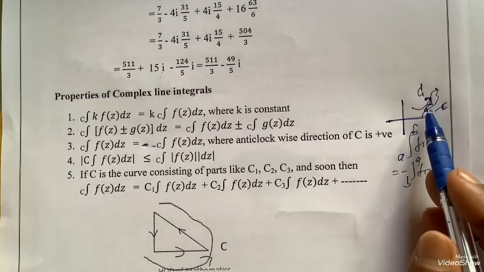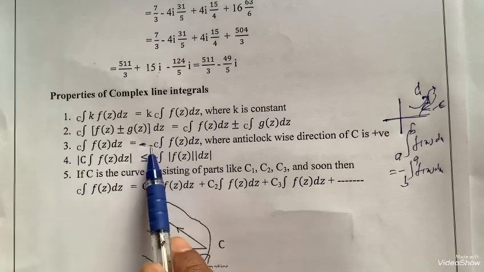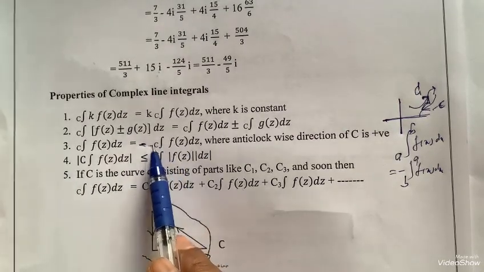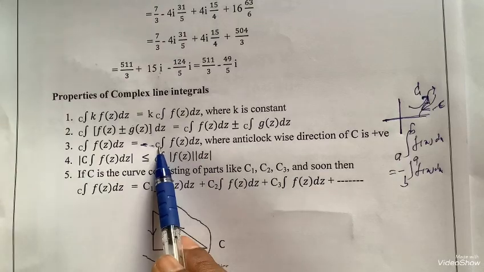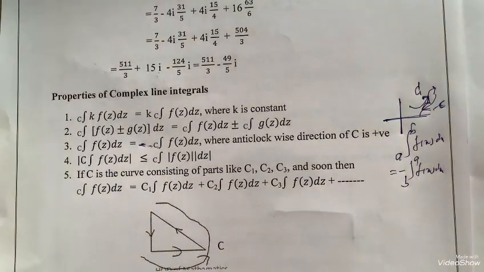Same type. Here also it is the same type. Integration over c of f(z) dz is minus of integration of f(z) dz over minus c. Over minus c is the negative direction. It is the clockwise direction, where c is the anti-clockwise direction.